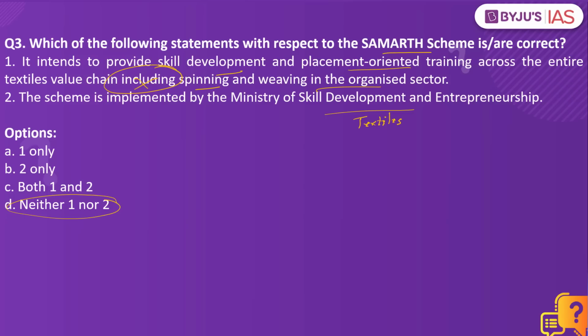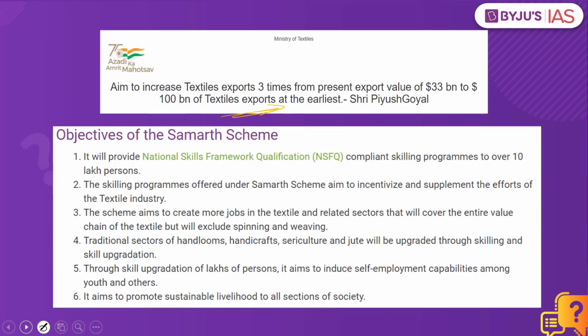So what is this SAMARTH scheme? Basically, it intends to provide skill development and placement oriented training across the entire textiles value chain, but excludes spinning and weaving in the organized sector. When we look into the objectives, it becomes part of the National Skills Framework qualification. It provides skilling programs to over 10 lakh people, so employment generation happens, and at the same time there is increased activity in the textiles. This can help in the export of textile products as well.